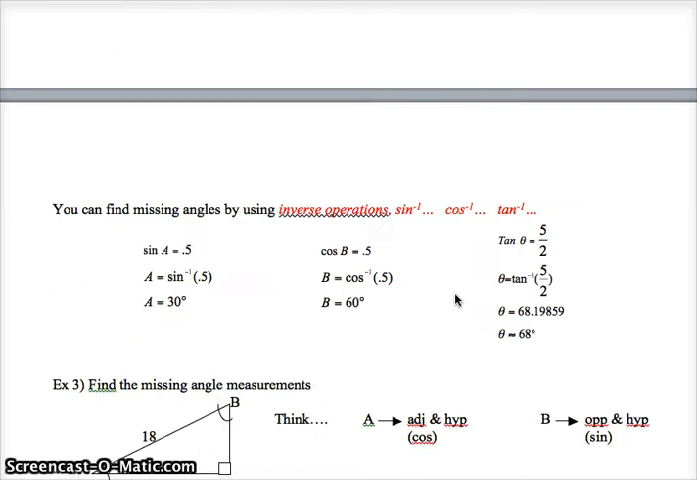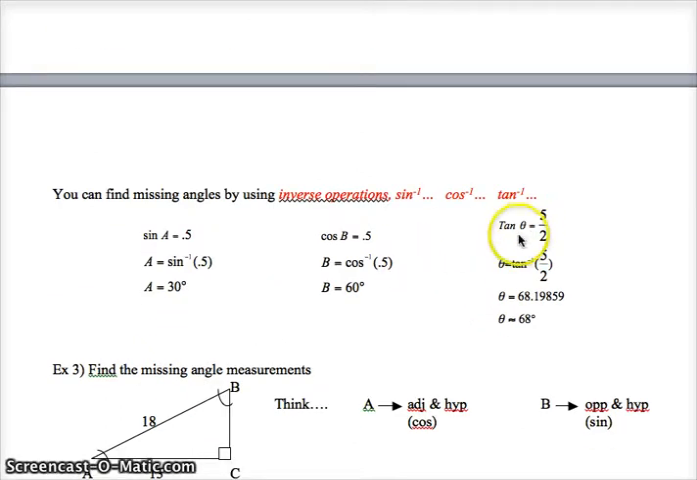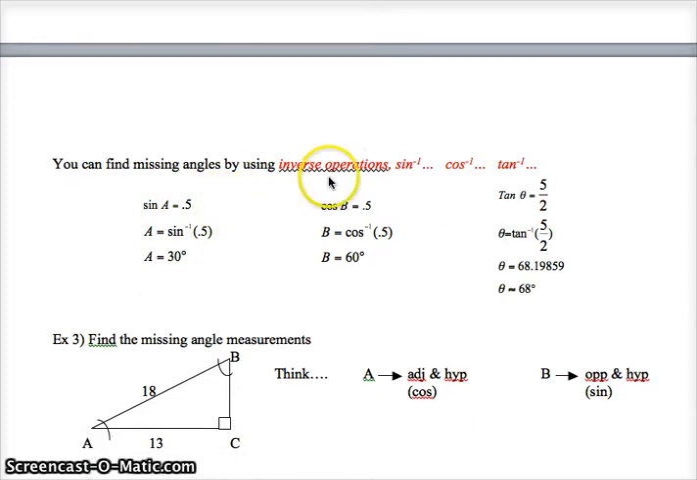So what happens when we want to actually solve for our angle measurement? When you want to find your missing angle measurement, you're going to use the inverse operations. So the inverse sine, the inverse cosine, and the inverse tangent. That is the inverse operation. It undoes taking the sine ratio.